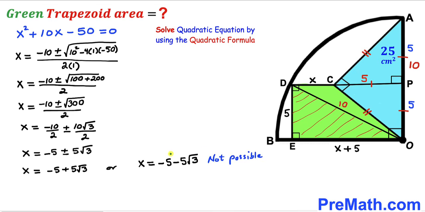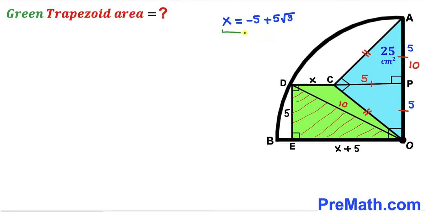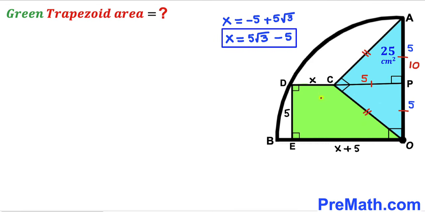And now we can see this is going to give us a negative value for x, and we know our x is side length. So therefore this is not feasible. So therefore we are going to reject this negative value of x, and we are going to accept this x value negative 5 plus 5 times square root of 3. So thus our x value turns out to be negative 5 plus 5 times square root of 3. And this value of x could also be written the other way around. We can write it as 5 times square root of 3 minus 5. And here's our final step.